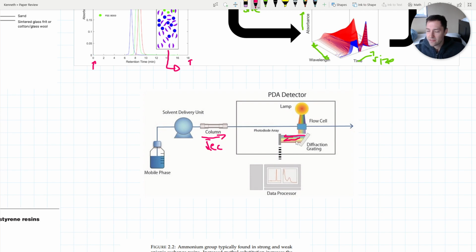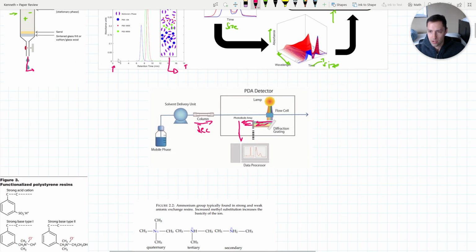All these colors here are in the visible wavelength range, but we also cover within the ultraviolet range. And the photodiode array detector just means that simultaneously we can look at the absorbances of all these wavelengths at the same time. And then we can look at it with our data processor, which is our processing.